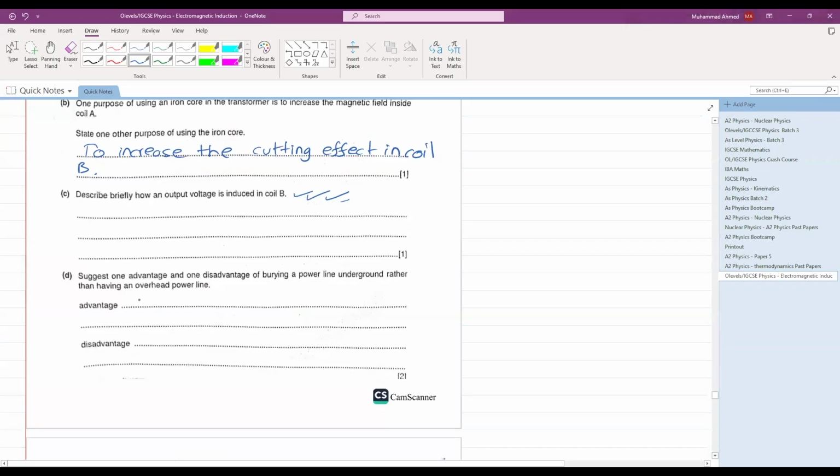State one advantage and one disadvantage of burying a power line underground rather than having an overhead power line. What are the advantages? It saves the power line from storms and rain. What is a disadvantage? It is expensive to do that. Let's further move ahead.